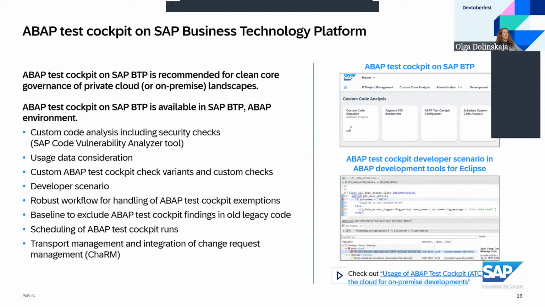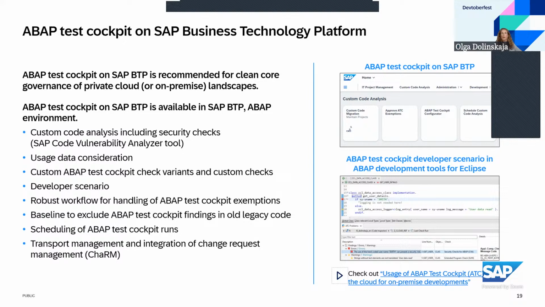Having said this, our recommendation for ABAP Test Cockpit as a central governance tool is to use ABAP Test Cockpit on SAP BTP. ABAP Test Cockpit is now available on SAP BTP inside of the SAP BTP ABAP environment, and it consists of a certain number of Fiori apps, and it contains all the main features which you actually need to control your development. So you can check your custom code with various checks. You can consider collected usage data.